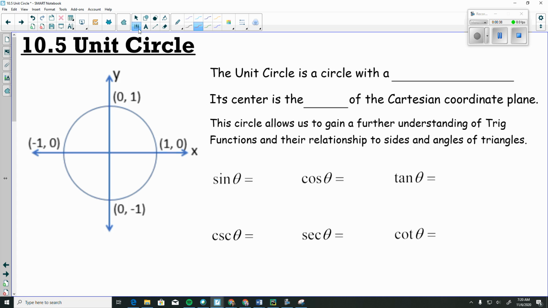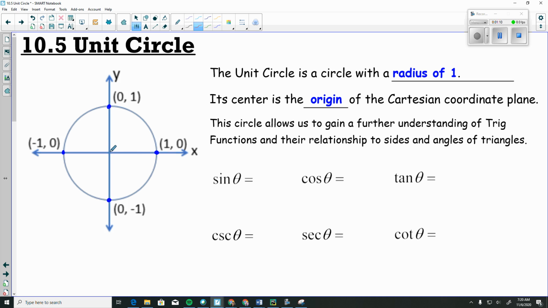First, let's look a little bit closer at the structure of the unit circle. The unit circle is just a circle with a radius of 1, and the center of it is right on the origin of the Cartesian coordinate plane. Let's say we were looking at the unit circle. These 4 points are lying on the circle, and we can see that it has a radius of 1.